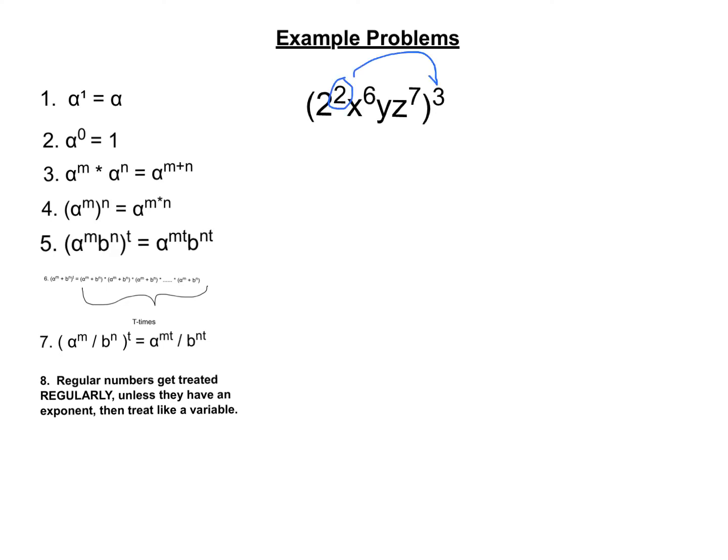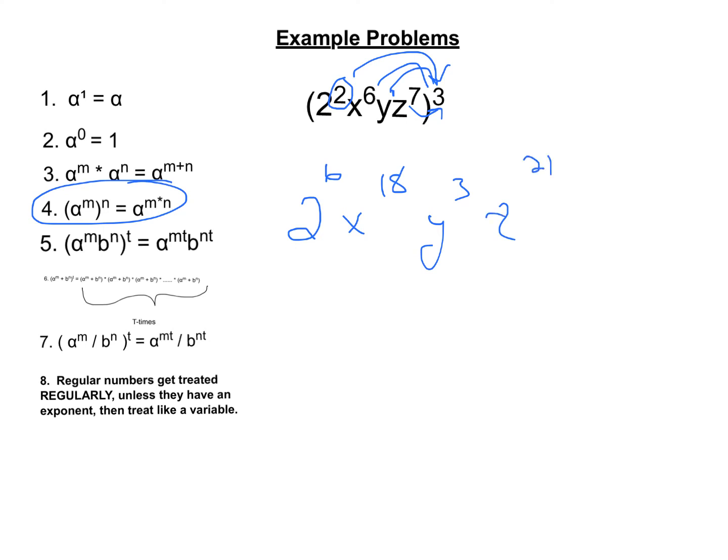Now here's where it gets different, because notice my regular number has an exponent. So we're going to ignore the regular number, we're going to keep it as 2. Now 2 times 3 using this law right here, so this is going to become 2 to the sixth. X to the sixth cubed is x to the 18th. Y to the first cubed is y cubed. And z to the seventh cubed is z to the 21st.